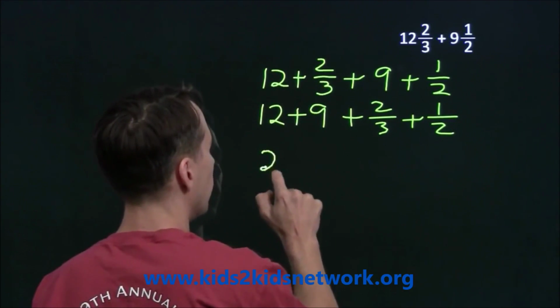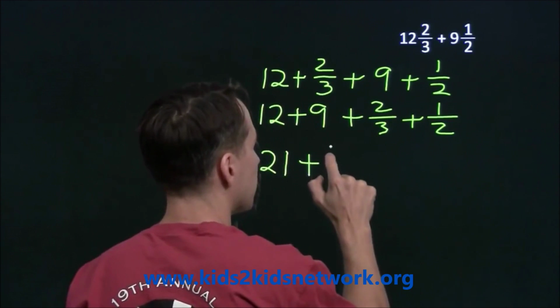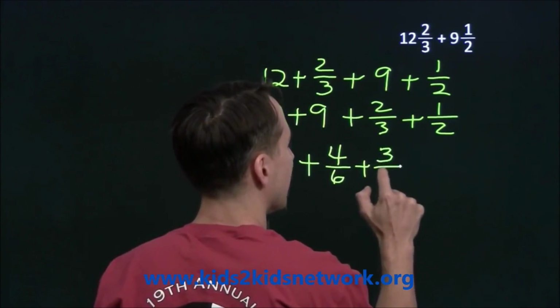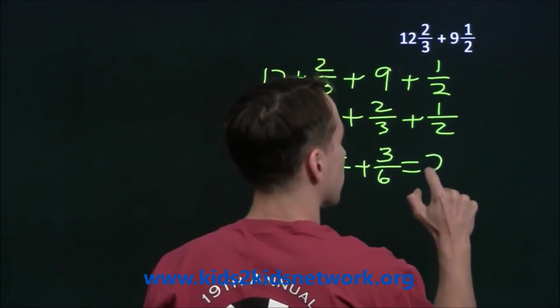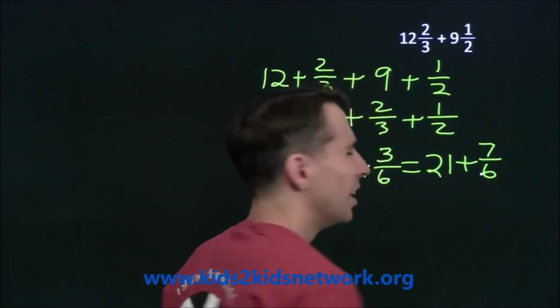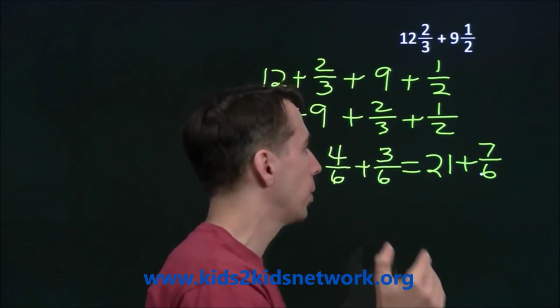12 and 9, of course, is 21. And then the common denominator here is just going to be 6. 2/3 is 4/6. 1/2 is 3/6. So that gives us 21 plus 7/6. Now I can't really write that as 21 and 7/6. We want the fractional part to be between 0 and 1.